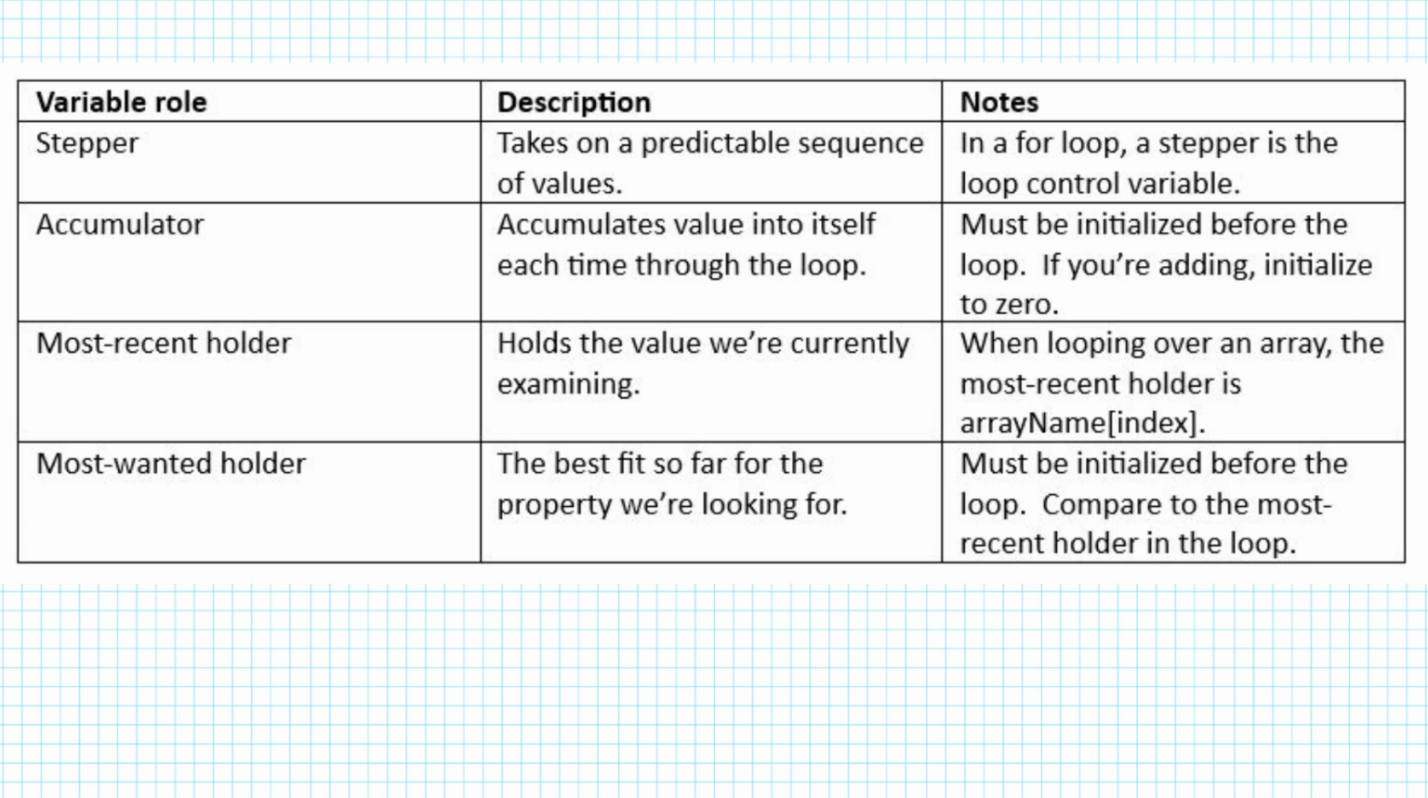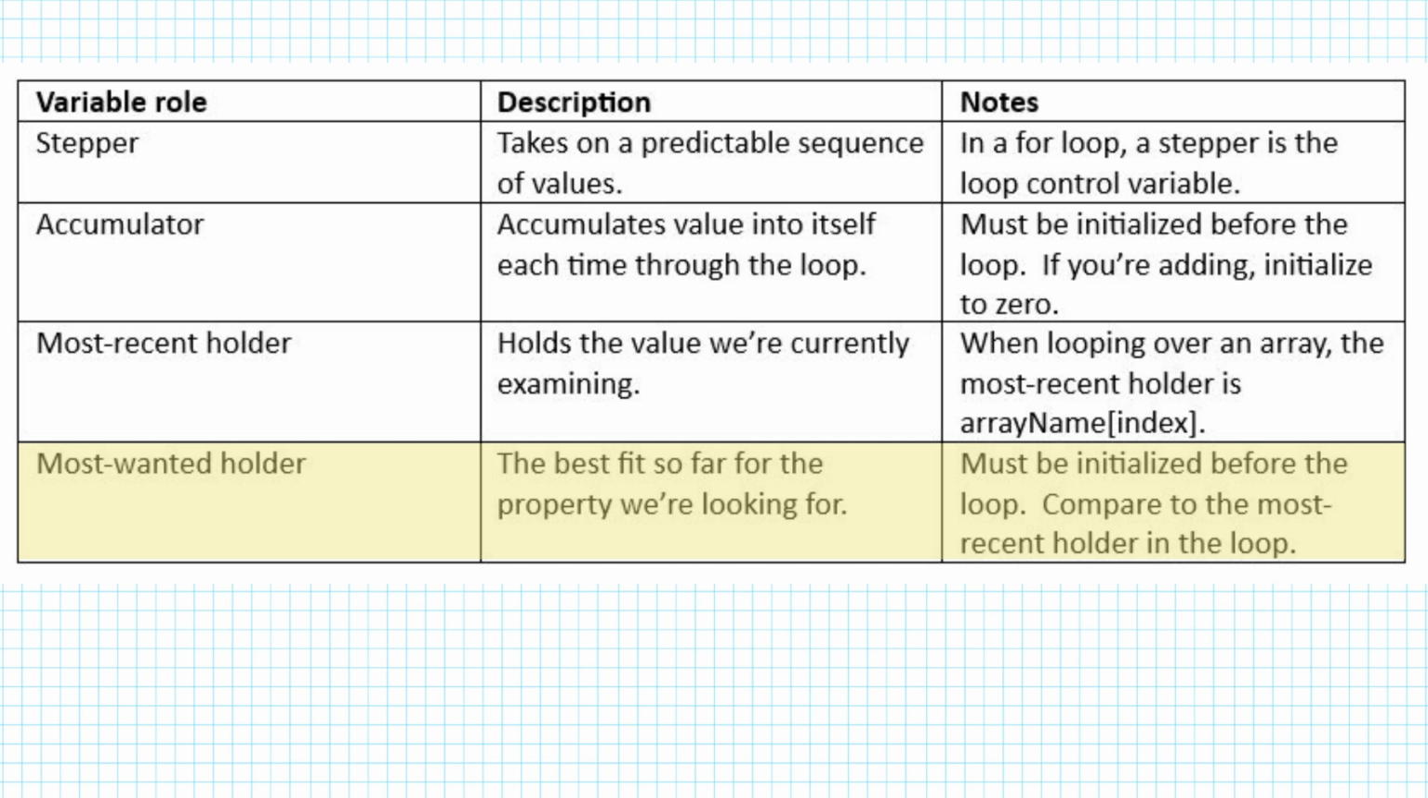The variable roles we've seen are stepper, a variable that takes on a predictable sequence of values. In a for loop, the loop control variable is a stepper. An accumulator accumulates value into itself as the loop executes. It will need to be initialized before the loop. If you're adding to an accumulator, you'll initialize the accumulator to 0. A most recent holder is the current value you're looking at. In an array, that will be the next element in the array. A most wanted holder holds the best fit value so far for a property you're looking for, such as smallest or largest. This is another variable you'll need to initialize before you start comparing it to the most recent holder in the loop.